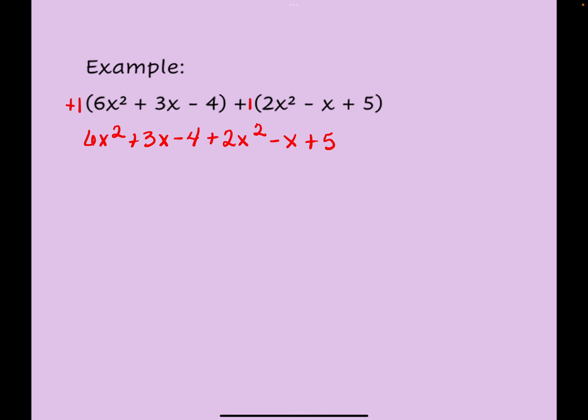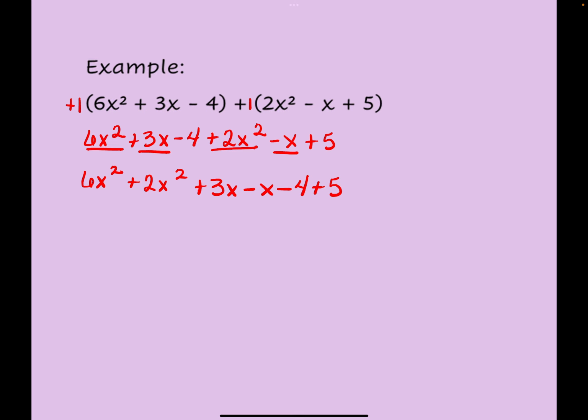Now, I'm going to go ahead and rewrite it so that my like terms are set next to each other. So I'm going to have 6x squared plus 2x squared. Then I'm going to have positive 3x minus x, or negative x, whichever you so choose. And then I have negative 4 plus 5, or minus 4 plus 5.